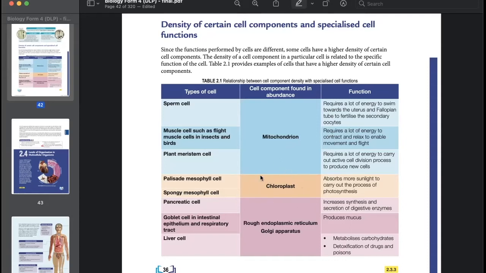Okay, the next one, chloroplast. Mana kita nak jumpa banyak chloroplast? Pertama sekali, yang ni kat ada dua ni. Palisade mesophyll cell dengan spongy mesophyll cell. Ni dua sel ni kita jumpa dekat daun. Because we know that leaf is the place where photosynthesis will occur.